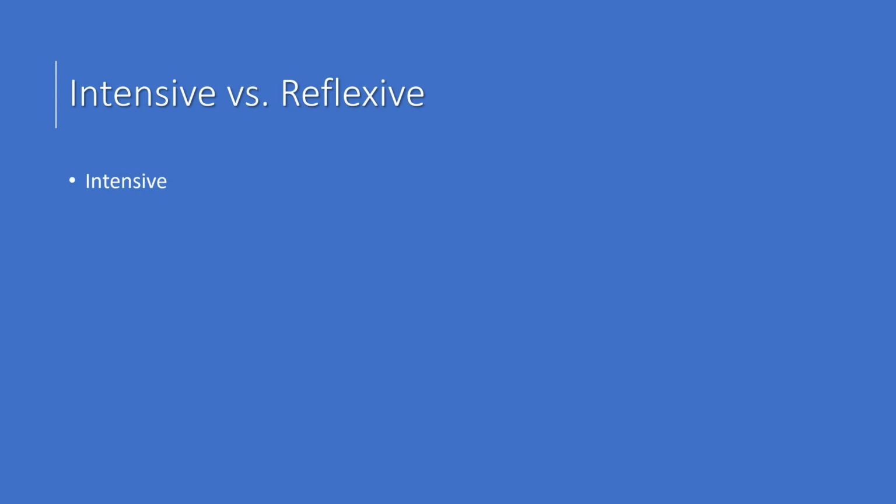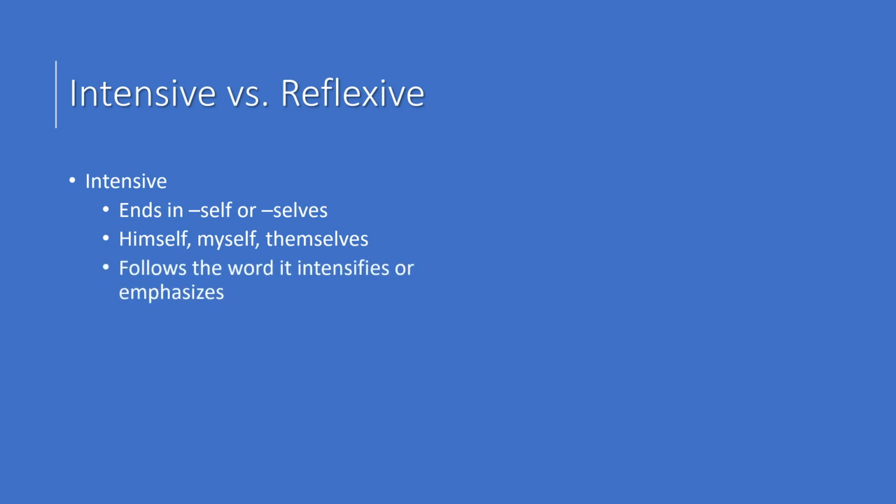What is the difference between an intensive pronoun and a reflexive pronoun? We're going to tackle the intensive pronoun first. An intensive pronoun can be recognized because it ends in either the word self or selves if it's plural. So we're talking about pronouns such as himself, myself, themselves, yourselves, ourselves, all those words. So they're fairly easy to recognize. We're looking for a very specific ending.